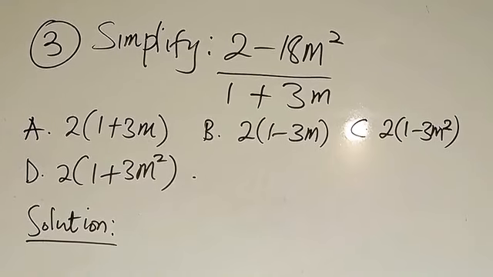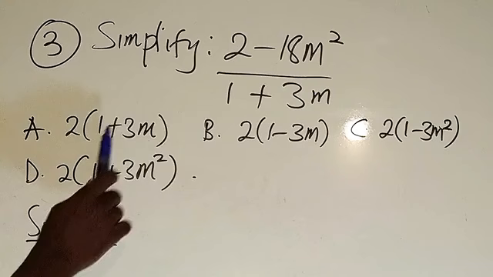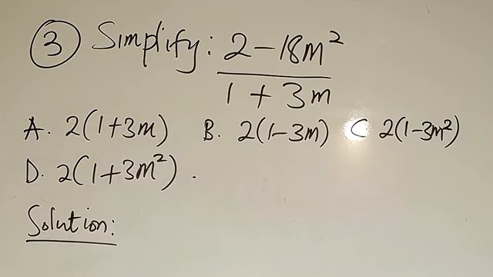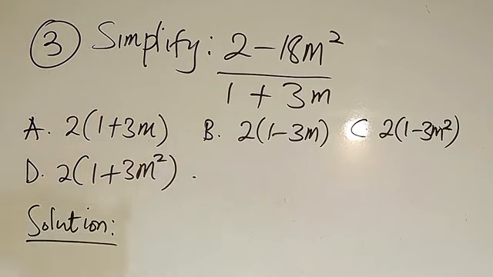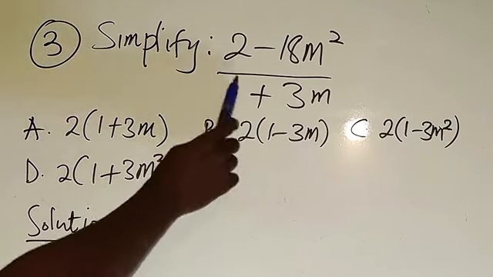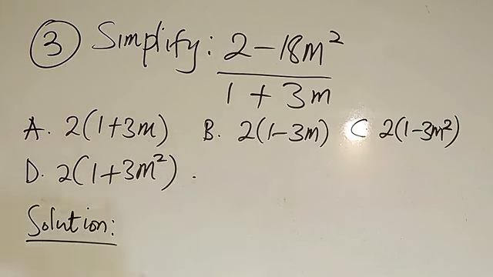So this is the third question on algebraic fractions. Simplify 2 minus 18m squared divided by 1 plus 3m. So we are asked to simplify this and we have the options there. So I would like you to pause the video, solve this problem yourself, then come back and check your solution so you can compare with what you have.